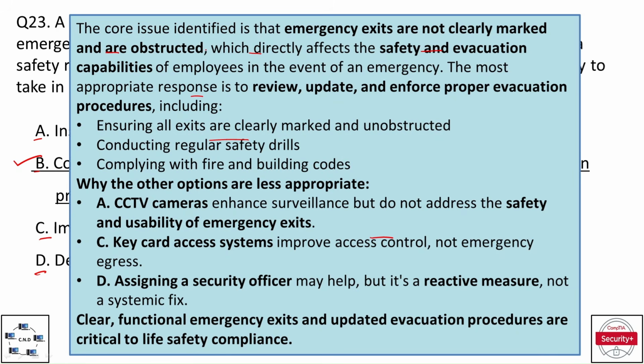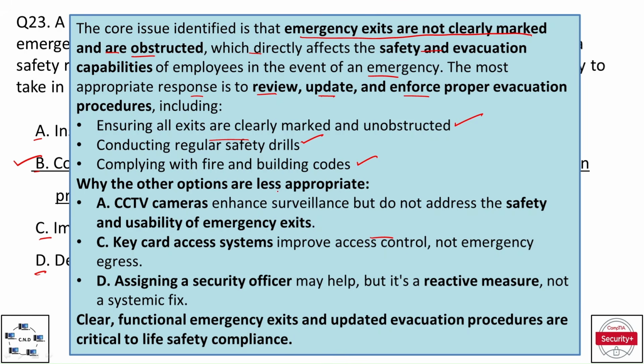So the core issue identified is that emergency exits are not clearly marked and are obstructed, which directly affects the safety and evacuation capability of employees in the event of an emergency. The most appropriate response is to review, update, and enforce proper evacuation procedures, including ensuring all exits are clearly marked and unobstructed, conducting regular safety drills, and complying with fire and building codes.